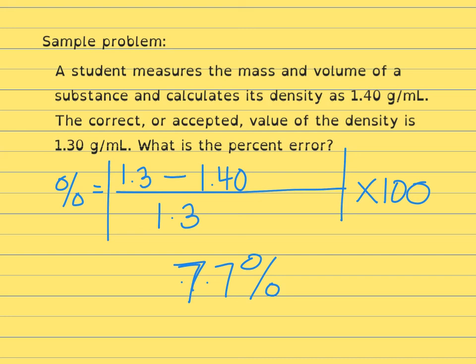error. So that means that your answer of 1.4 was 7.7% away from the real value of 1.3. The lower this percent error value, the more accurate your answer is, and the higher, the further away from the true value you were.